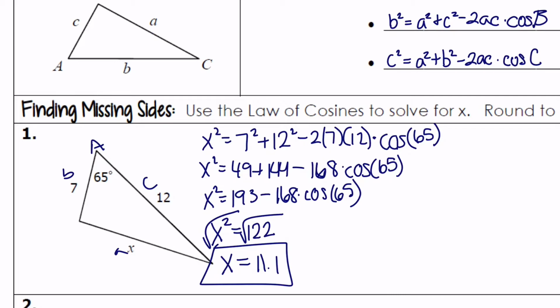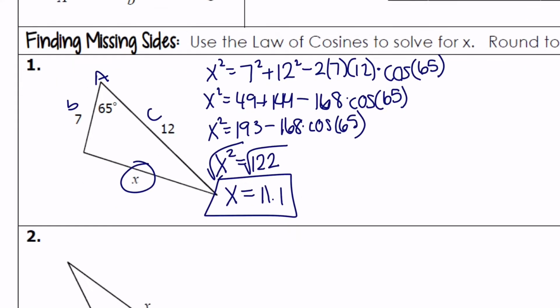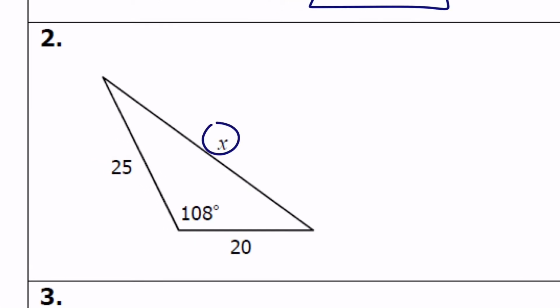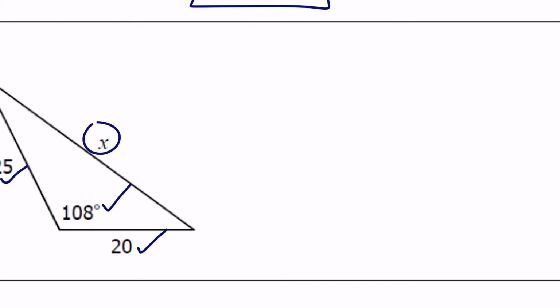Okay. So I think setting it up is the hardest part. Basically, you have to look at what's given. Pay attention to what's given. You have to look, okay, here's the side I'm trying to find. First things first, do I have the other 2 sides? Yes, I do. Next thing, do I have its opposite angle? Yes, I do. Okay. So let's look at number 2. We'll do that one together as well. Here's the side I'm trying to find. Do I have the other 2 sides of the triangle? Yes, I do. Do I have its opposite angle? Yes, I do. Cool. Now I can set this up.